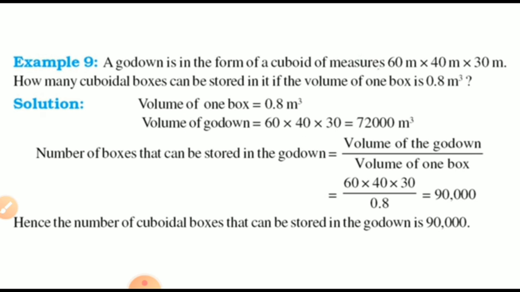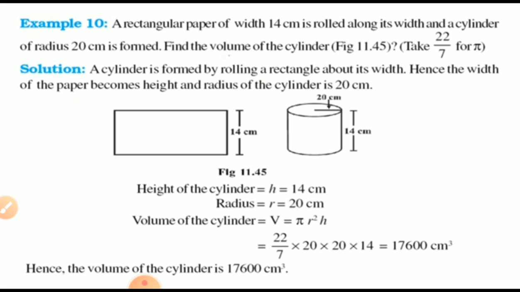Now look at the next example. A godown is in the form of a cuboid of measure 60, 40 and 30 meter. How many cuboid boxes can be stored if the volume of one box is 0.8 meter cube? First of all, we can find the volume of the godown. Yes, 72,000 meter cube. And one box is 0.8. Or you can say directly 60 into 40 into 30 and just simplify it. Divide by 0.8.